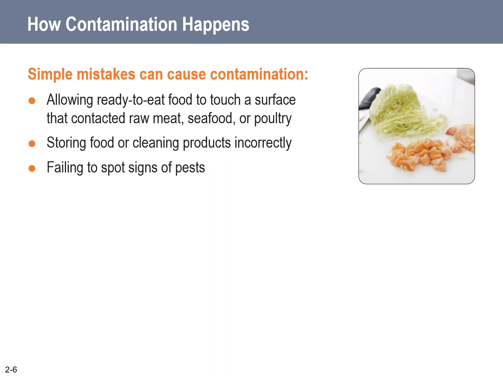Other mistakes include storing food or cleaning supplies incorrectly, and failing to spot signs of pests. Usually for pests, you'll see droppings, their urine glows under a black light, you can see gnaw markings or small chew holes, or maybe even a trail back to their nests.